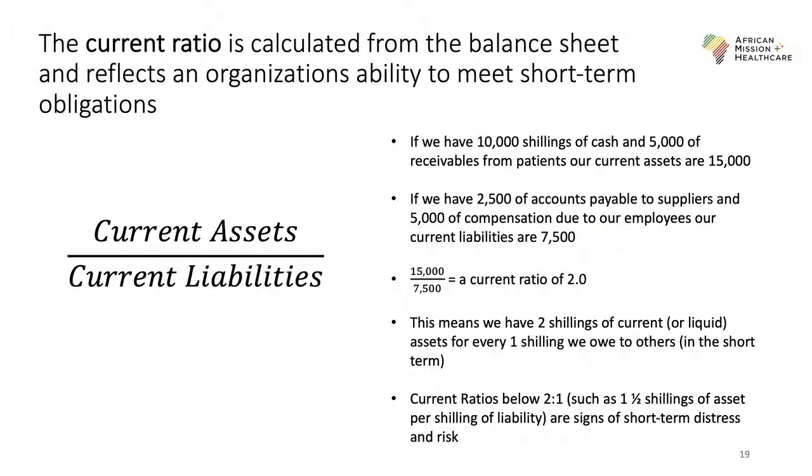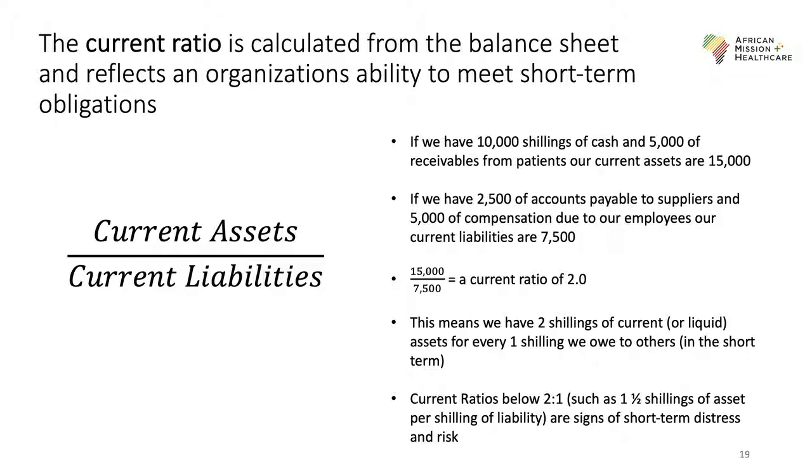Now, the current ratio is a tool that we use to measure the amount of current assets versus current liabilities. If we have 10,000 shillings in cash and 5,000 shillings of receivables from patients that are due, our current assets are 15,000. If we have 2,500 of accounts payable that we owe to suppliers and 5,000 of compensation due our employees, our current liabilities are 7,500.